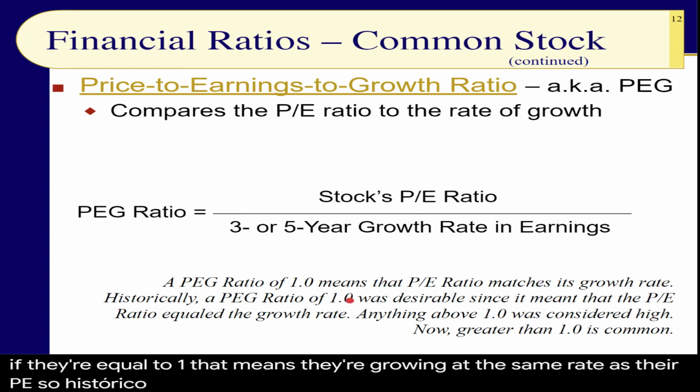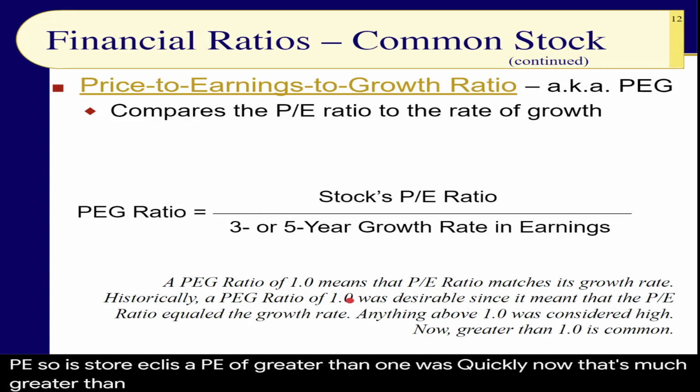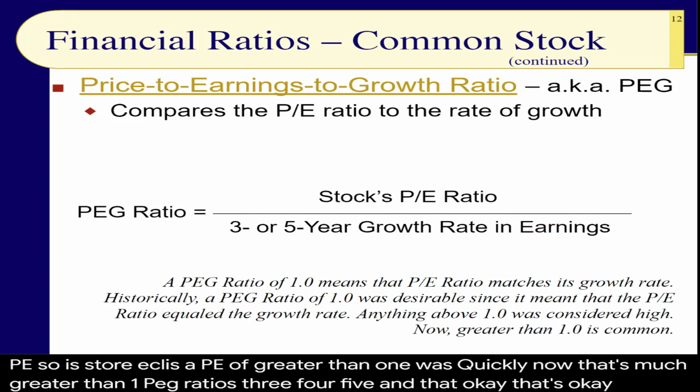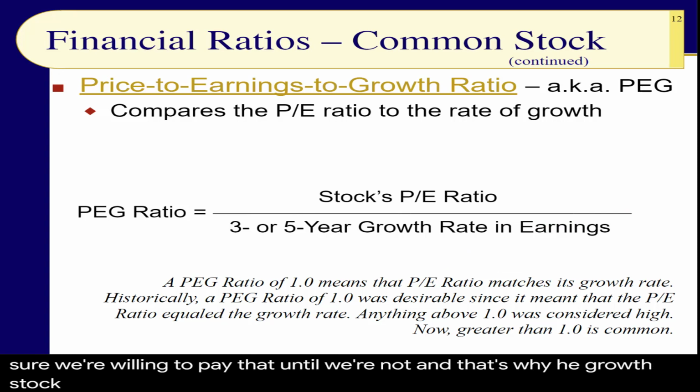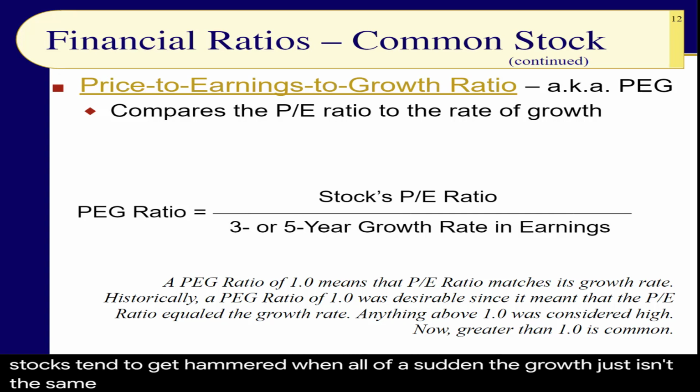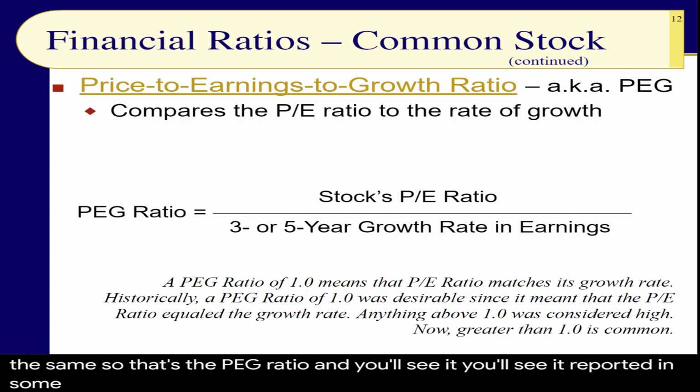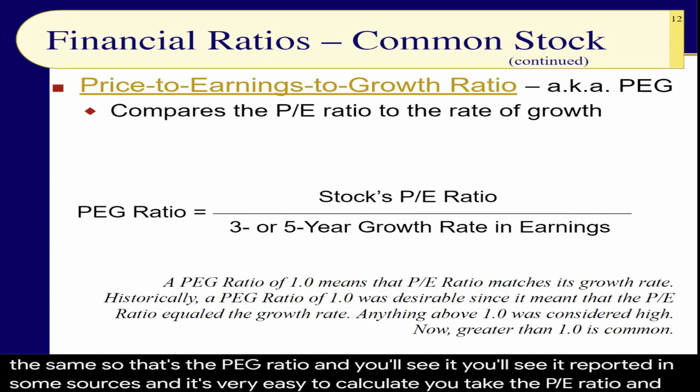So historically, a PEG of greater than 1 was considered high. But typically now, it's much greater than 1. PEG ratios of 3, 4, 5, and that's okay. Well, sure, we're willing to pay that until we're not. And that's why growth stocks tend to get hammered when all of a sudden the growth just isn't the same. So that's the PEG ratio, and you'll see it reported in some sources, and it's very easy to calculate. You take the PE ratio and divide it by the growth rate.